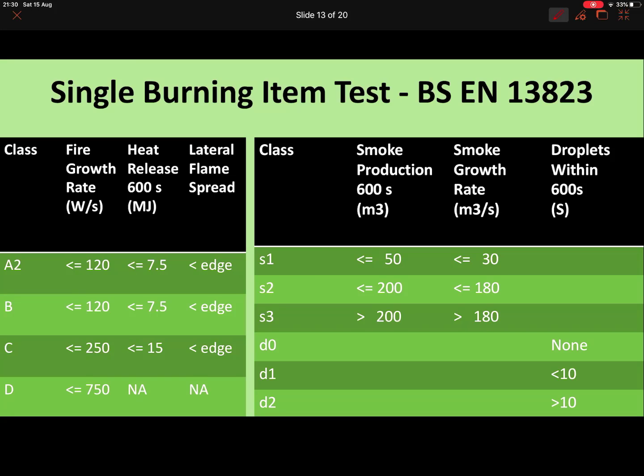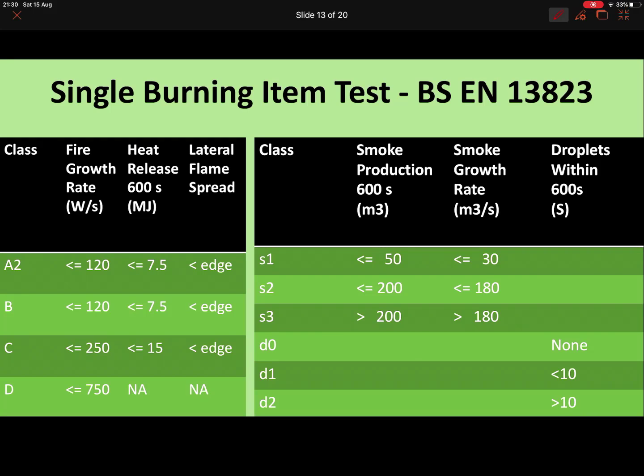So let's go to the important things. The first criteria is fire growth rate, and rightly so. A2 and B both have the same fire growth rates for passing, and that's less than 120 watts per second. So basically, if you're starting off at 30 kilowatts, then after 1 second it can't be more than 30,120 watts.